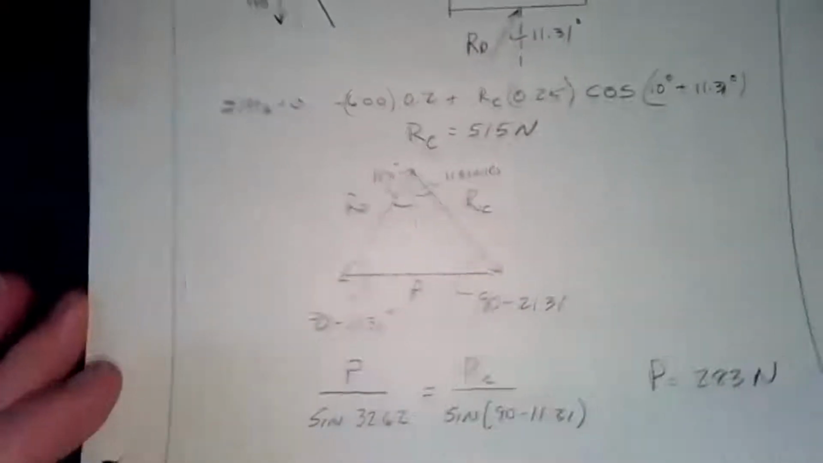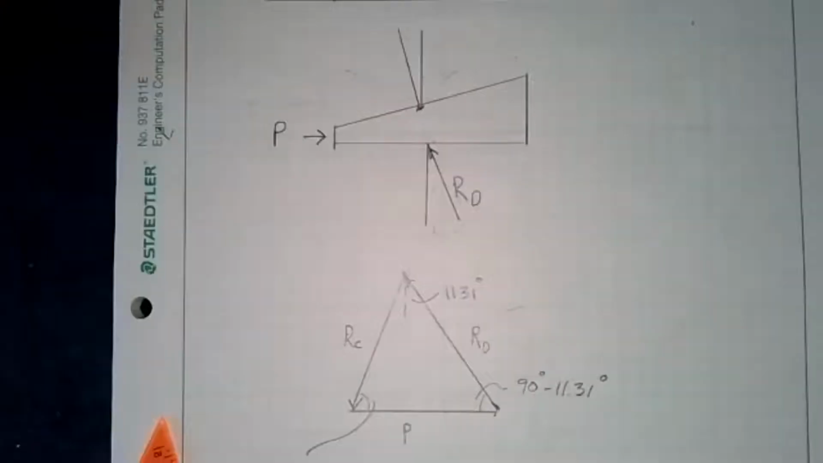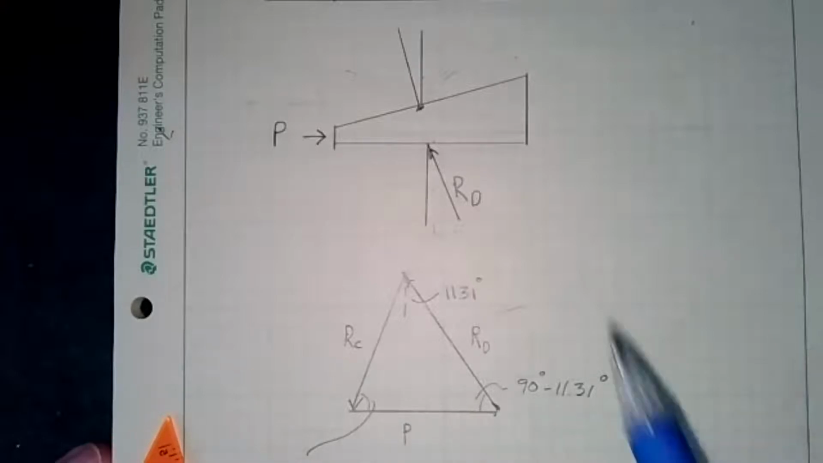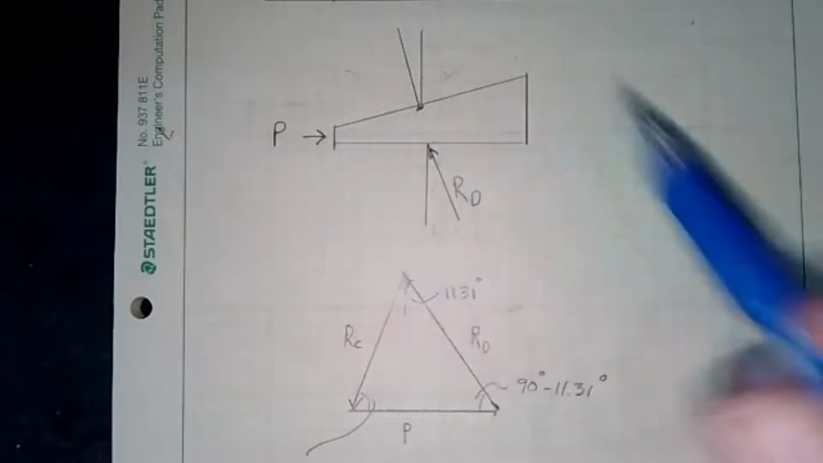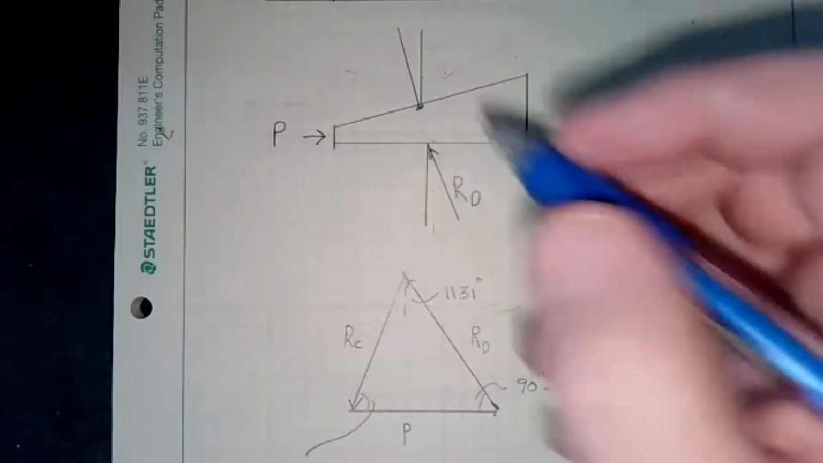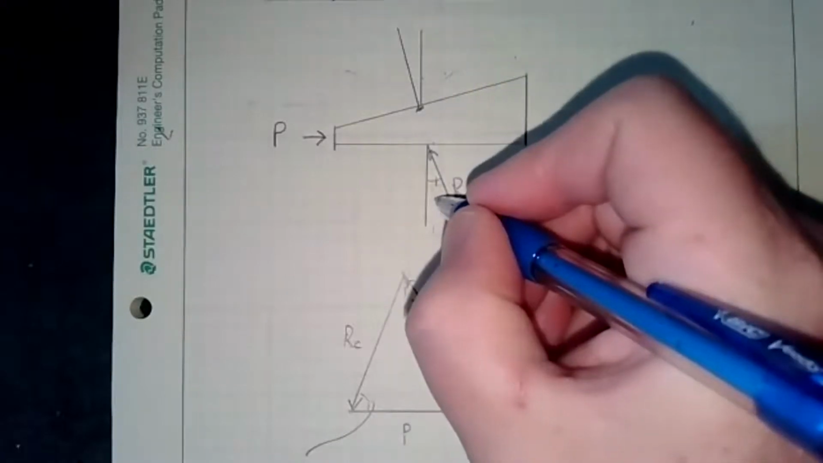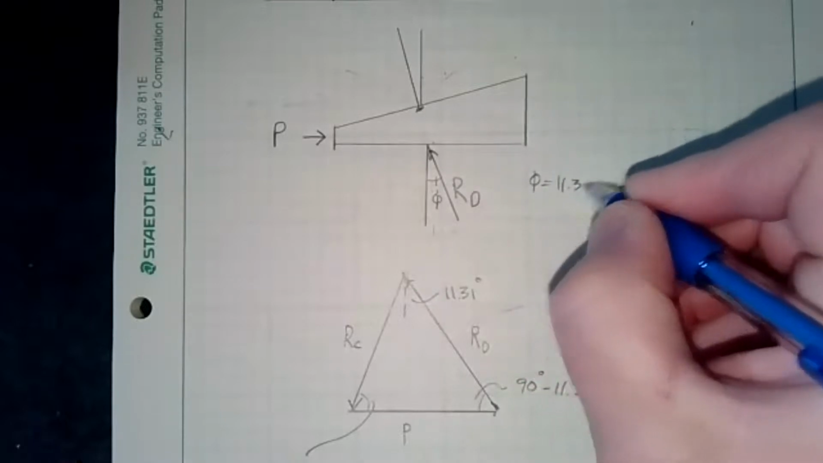So if we go back up here, let's go ahead and redraw this. So now I've redrawn it. Here we have P. Now we're going the other way, and RD is switched. It's still on a flat surface, so nothing's changed. It's still going to be the angle of repose, or 11.31 degrees.